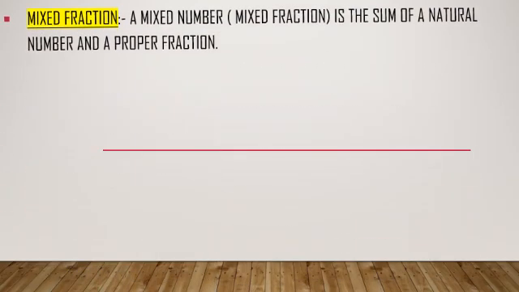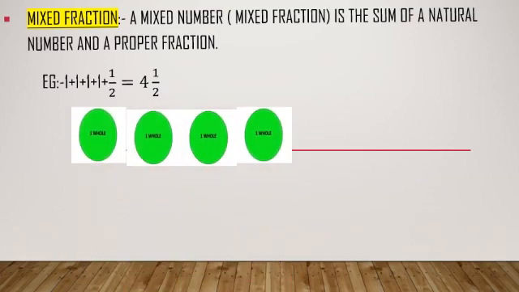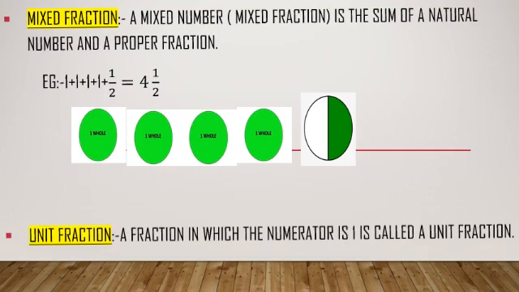Mixed fraction. A mixed number or mixed fraction is the sum of a natural number and a proper fraction. For example, you can see here these are natural numbers 1, 1, 1, 1 and a proper fraction 1 upon 2. So when we add all, it becomes 4 and 1 upon 2. That means 4 parts and a half part. So together it becomes 4 and a half.